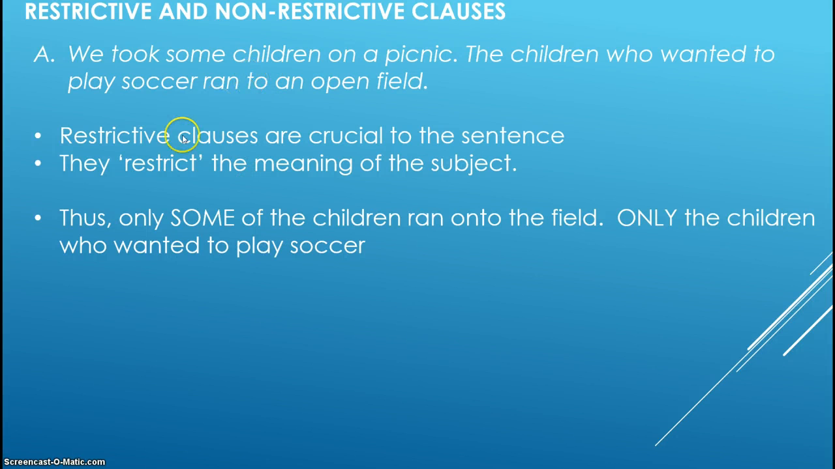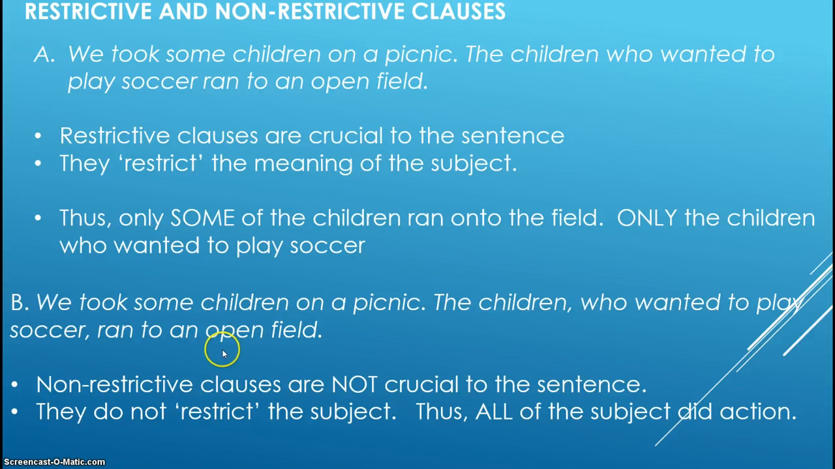This is basically the rules for that. Restrictive clauses are crucial to the sentence. They let you know kind of an only feeling. I'm only talking about the children who wanted to do this. There's other children that I'm not talking about and they didn't do this. That's what it's saying. Now, for the other part, for the B, the non-restrictive clauses are not crucial to the sentence. You could take it out and then it's kind of easy to know that all of them went. They do not restrict the subject. All of them did whatever's in that sentence, whatever's in the independent clause of that sentence anyway. All right.